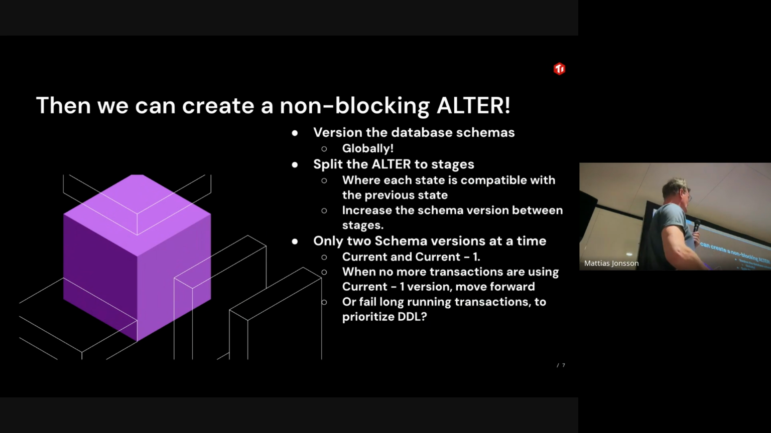So what you do is you're versioning the schemas globally. Again, in a distributed system, you can of course do the same on a single node machine, but it's more important when it's distributed, because you don't want to stop the whole distributed database for doing a single change. Then you split the alter into smaller stages where you allow the current state to be backwards compatible with the previous state. Then you can move the states one by one and let the currently running transactions more or less continue to live and die without blocking them.